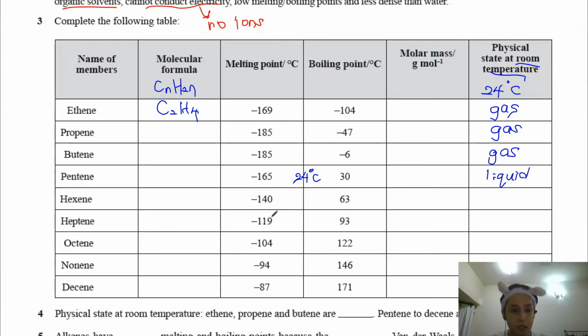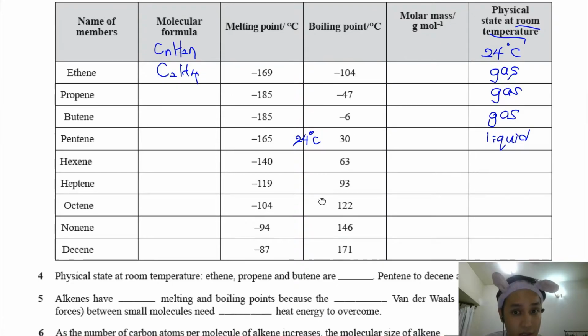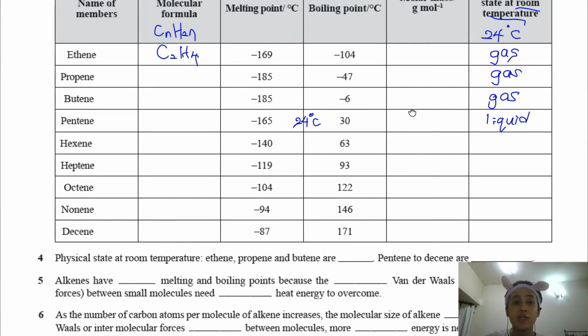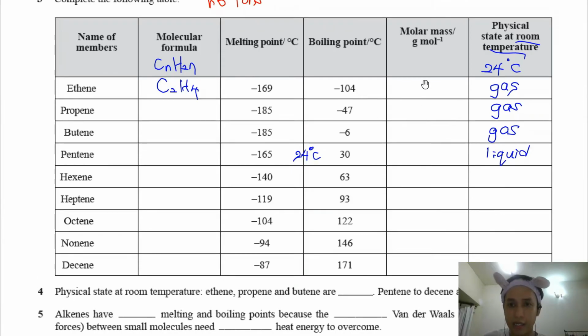Alright, okay, so remember how to determine the state of any substance. We refer to the melting point and the boiling point. If the temperature is below the melting point, it becomes solid. If the temperature is between the melting and boiling point, it's liquid. If above the boiling point, then it's gas. Okay, so try and complete the table here. I believe by now you can calculate the molar mass also, alright?